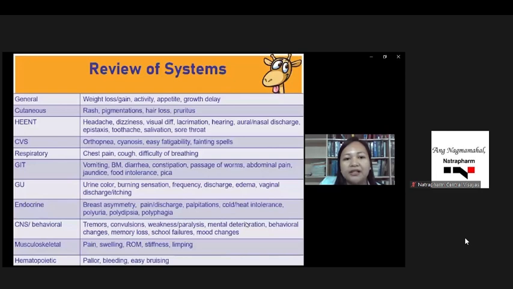So next is the review of systems. This addresses the information about each system that was not touched in the present illness. This is done systematically to avoid omissions. Questions concerning each system may be introduced with a question such as, are there any symptoms related to each system, as shown in the table.